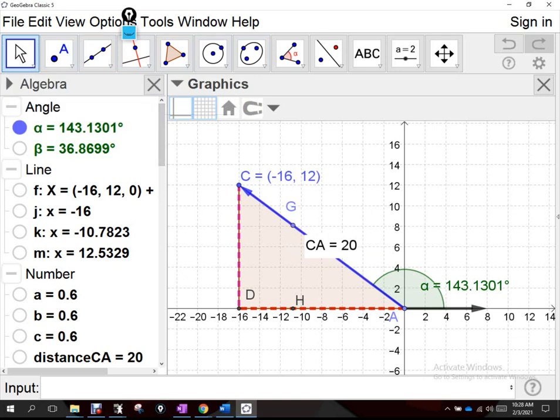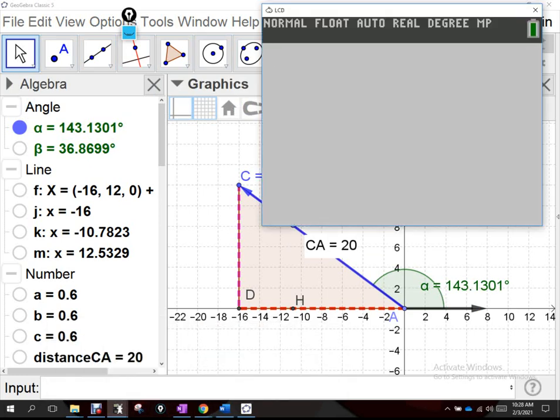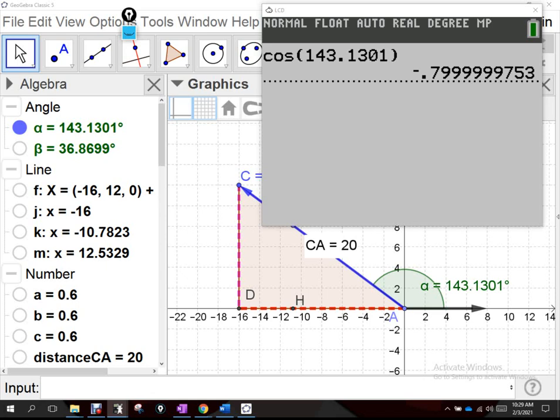Now do the same thing, but let's go cosine. So type in cosine of 143.1301. Hit enter. About negative 0.8, I think is what we're going to see here. Now if I go cosine of 36.8699, I get positive 0.8. Now think about this. Think about why that's happening.